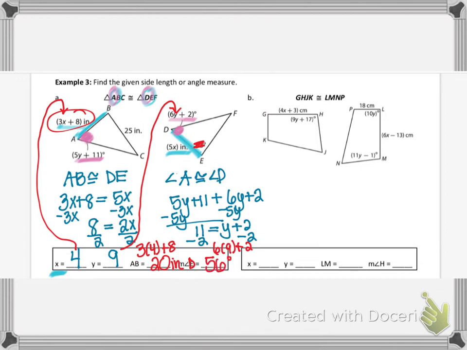Okay. We'll try one more, and we'll leave the last one for a you try question. So this time I've got GHJK is congruent to LMNP. So they're wanting me to find x and y again.